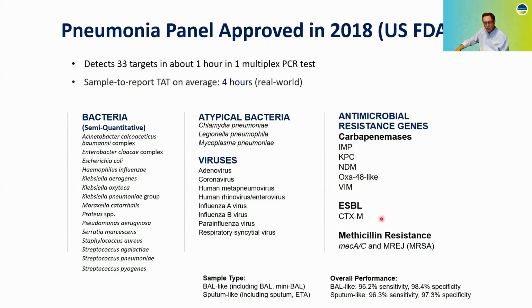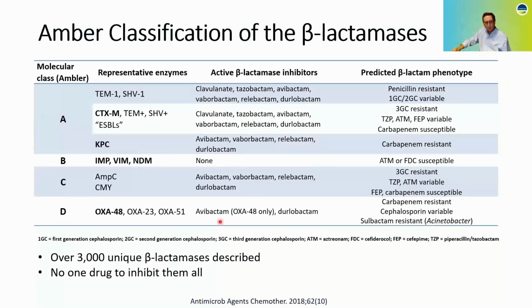For ESBL, the most common one is CTX-M. And for methicillin resistant, it's the mecA. That's in most of our panels, both blood culture panels and the lower respiratory panels. And you can see by looking at the sample type, the performances of these panels are remarkably good, especially if you take into account the semi-quantitative part of the panel, which I'll describe in a moment.